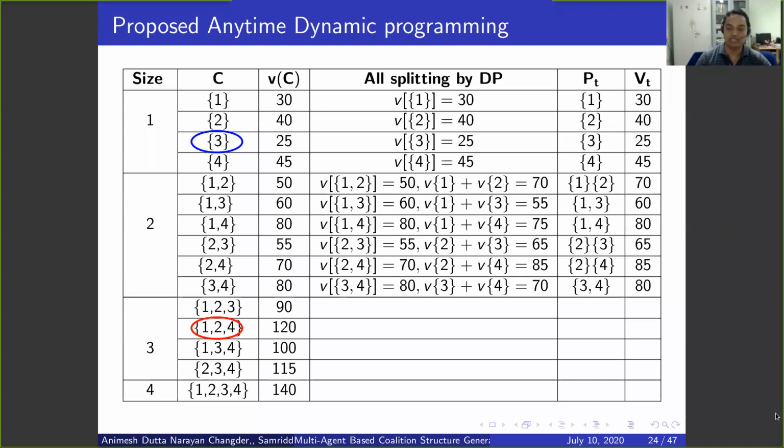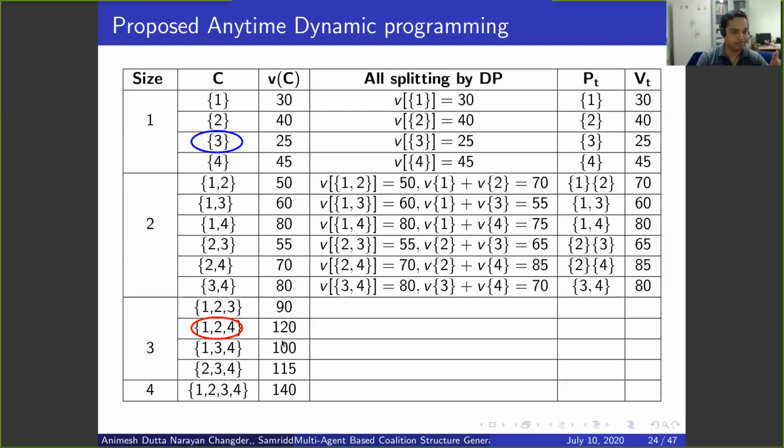But here you see the value is 120 and 3 is 25. So 120 plus 25 gives you the result as 145. And the answer is, the grouping is 3 will be working separately, 1 to 4 will be working together, and the result is 145.